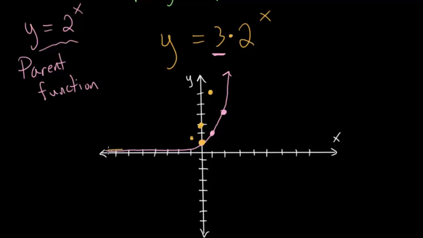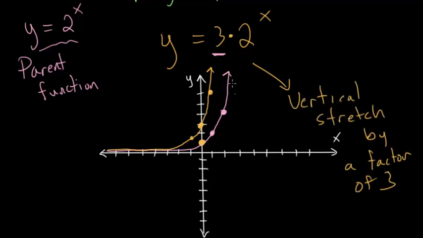So again, it's going to hug along the x-axis, but essentially what happened by multiplying by 3 is that it stretched the function vertically. So let me write that down. We have a vertical stretch by a factor of 3.